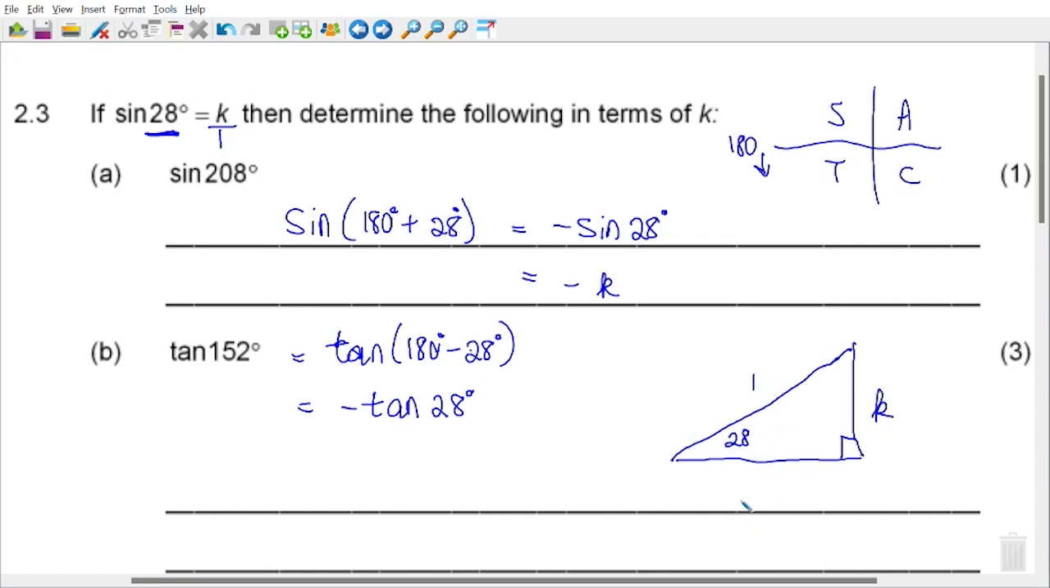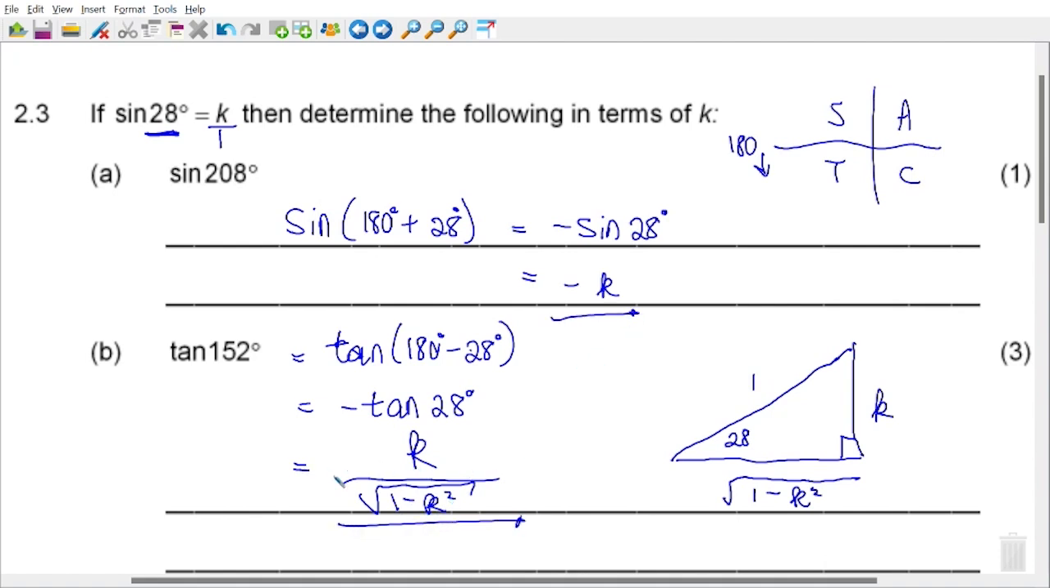I can now use Pythagoras, a third time in this paper. That squared minus that squared is this squared. So this adjacent side is actually going to be root 1 minus k squared. Okay, and now tan, remember, is opposite over adjacent. So I'm going to get k over root 1 minus k squared. Okay, that's the answer to that one.